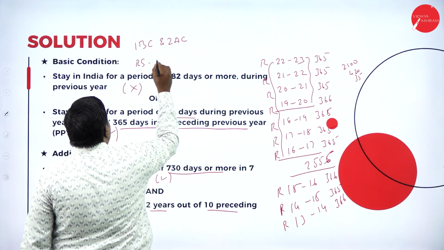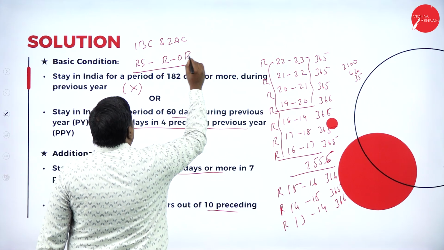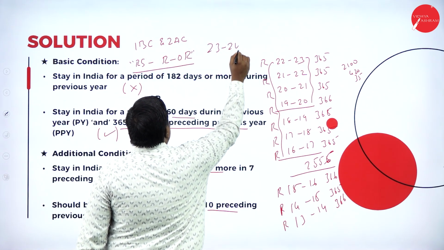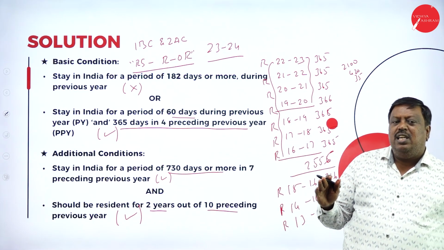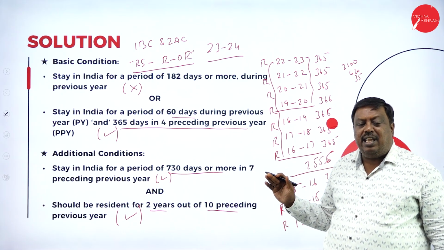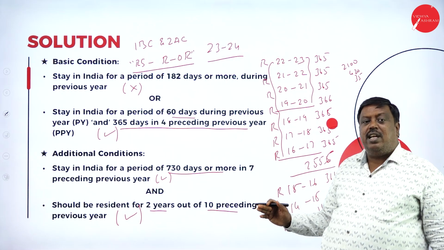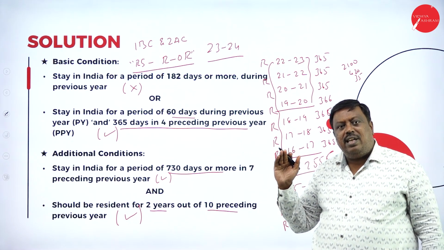Therefore, the residential status will be resident, ordinarily resident for 2023-24. So, if he satisfies one basic condition and both the additional conditions, he is a resident, ordinarily resident. If he satisfies one basic condition and any one additional condition, then he is going to become resident, not ordinarily resident.